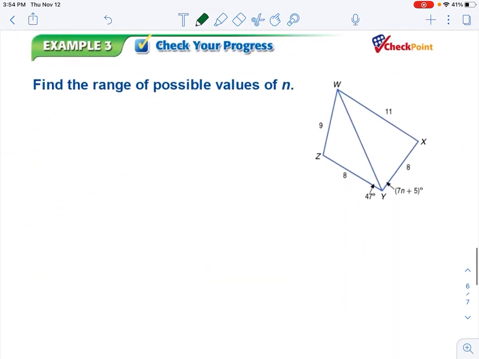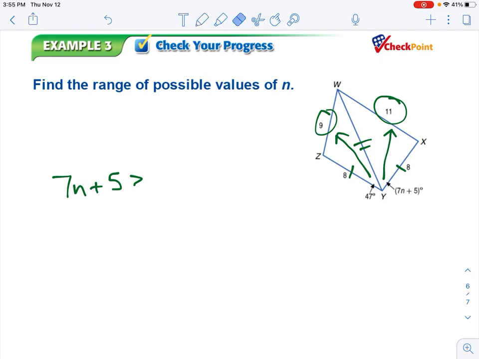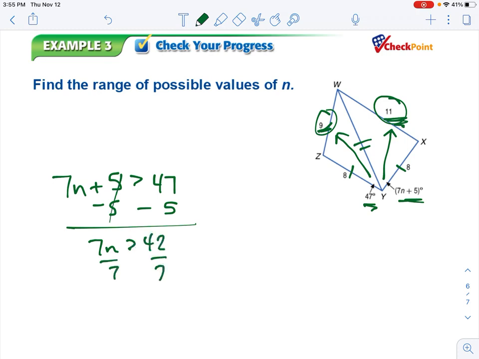And then our last one here, what is the possible value of N? Once again, look at your opposite sides, because we know these two are congruent and that reflexive is congruent. We look at our opposite sides, and we notice that 7n plus 5 must be greater than 47, the other angle. So 7n plus 5 is greater because 11 is greater than 9. You can go ahead and solve. So n must be greater than 6.